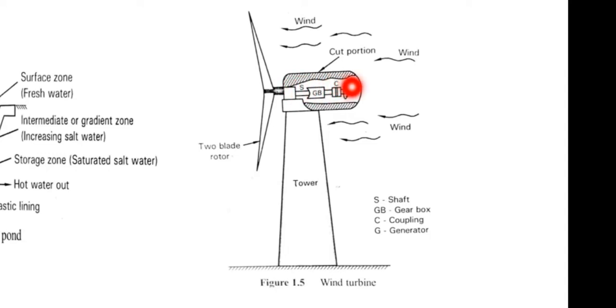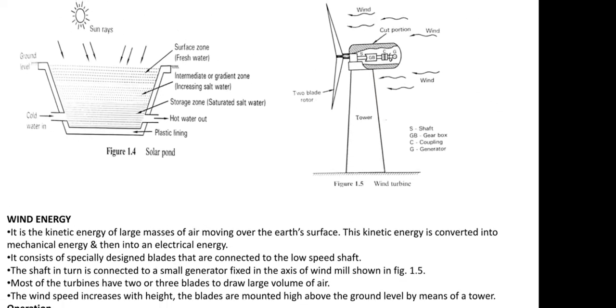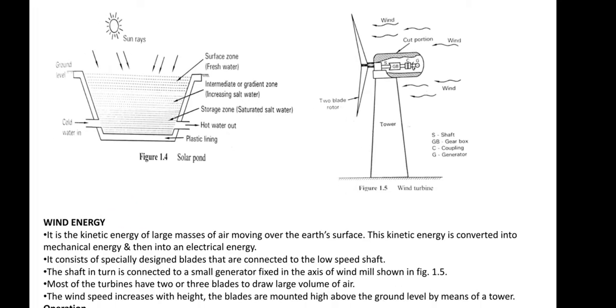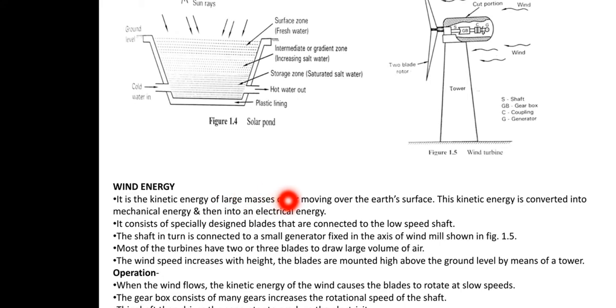The windmill is generally placed at a particular height from the ground level. Now see how it works. When the wind is flowing, it possesses kinetic energy of large masses. The wind is flowing over the earth's surface and it possesses kinetic energy. So when this flowing wind falls on the blades of the turbine, the turbine blades start rotating.